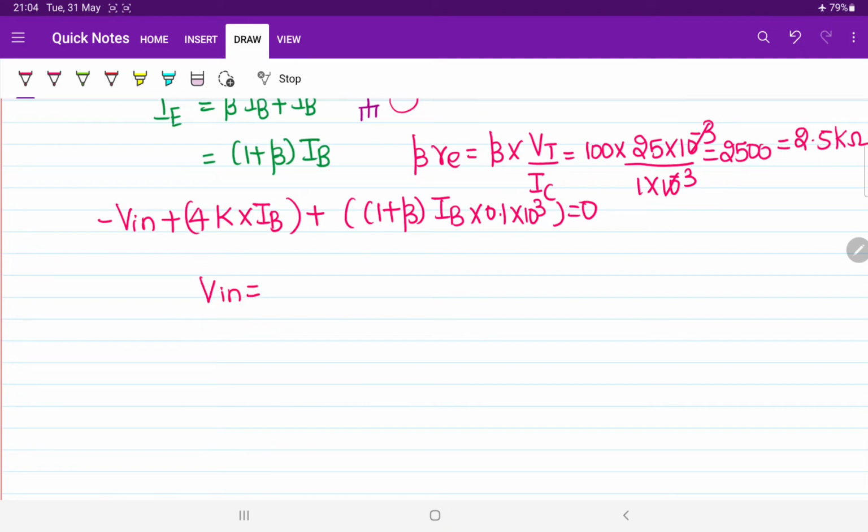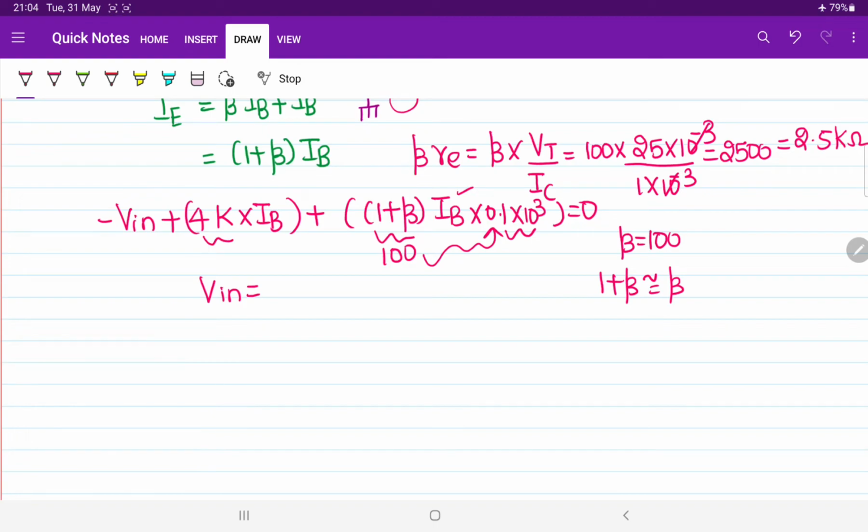Vin can be further written as, we know the value of 1 plus beta. See, beta equal to 100. Remember one thing, when beta is very large, then 1 plus beta is approximately equal to beta only. See, 100 plus 1, 101. 101 is almost equal to 100 only. So I can replace this overall value by 100. 100 into 0.1 will give you 10. Yes or no? Yes, sir. So here we are having 10K into IB.